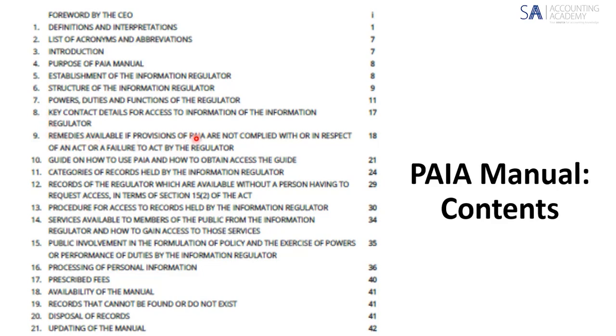What are the remedies available in terms of PAIA if they are not complied with? How to use PAIA and how to obtain access to the guide. That's our PAIA guide that I've decided to take out separately and provide to you as a separate slide with a link. Very important, number 11, categories of records held by the Information Regulator. This has to be done by everybody. All right, that's one of the things that will take you the longest when you've got a manual. But they've had to look at specifically what information they have and how to put it forth so that anybody can access that.